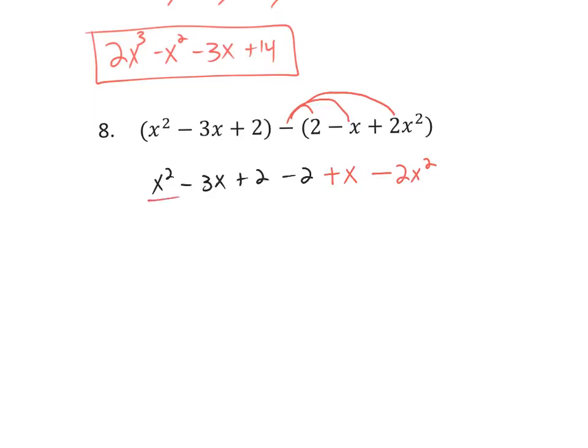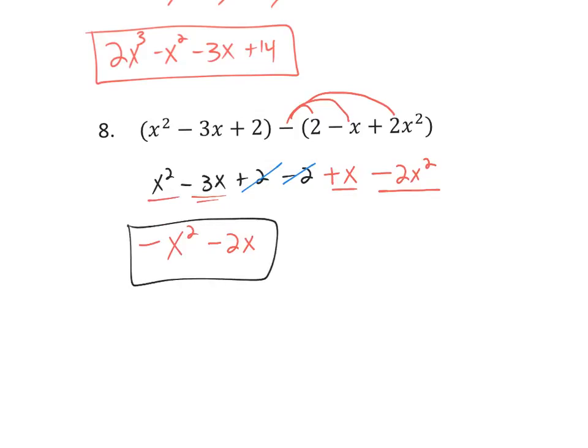So I've got my x squares, so those end up giving me a negative x squared. I've got my x's, negative 3 and positive 1, so negative 2x. And then it looks like these two guys, positive 2 minus 2, those just cancel out, so my final answer is just that.